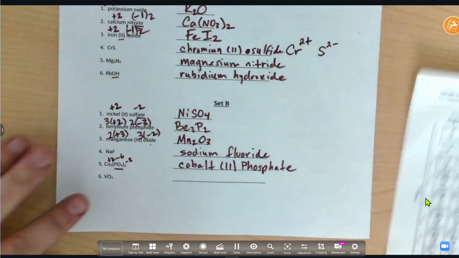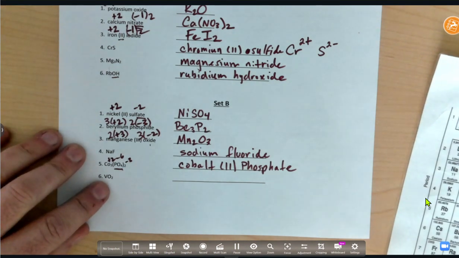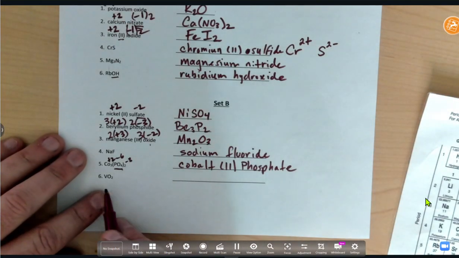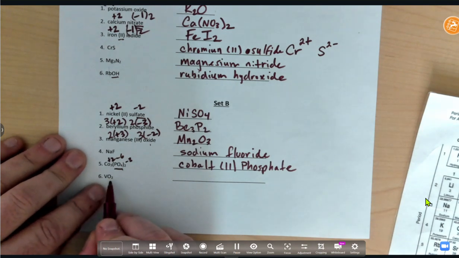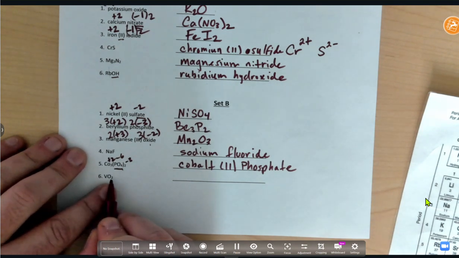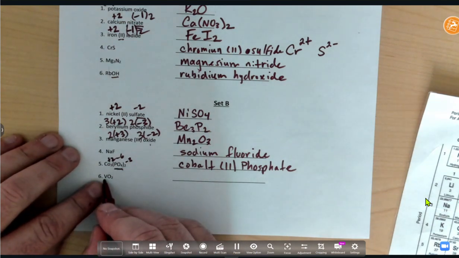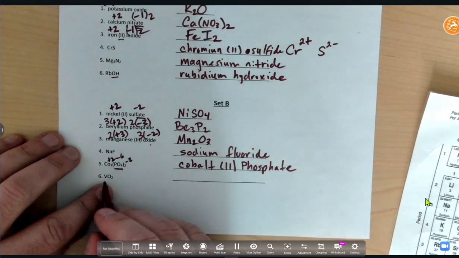All right, number 6, VO2. Before you can name it, you got to find vanadium on the periodic table. There it is in group 5, which means we need the Roman numeral. Now we don't have a polyatomic ion here because there's only 2 elements, so this will just end in oxide for the oxygen. But we need to know what the charge on vanadium is so that we can stick it in the name.